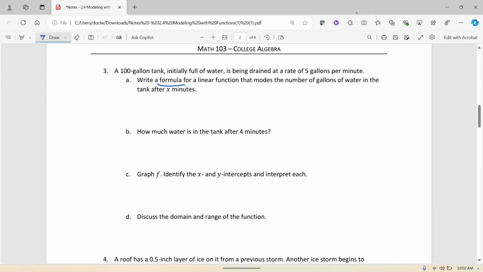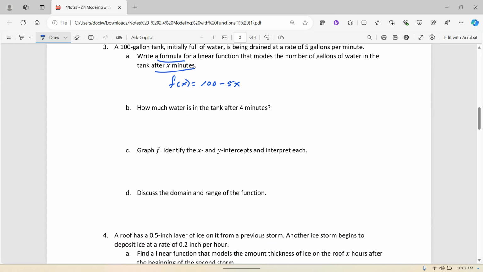Following our pattern from earlier, f of x represents how much water is in the tank. There is initially 100 gallons, and the amount of water is going to decrease 5 gallons per minute, where x represents the number of minutes. Okay. So again, let's suppose we say that f of x is equal to 100 minus 5x.